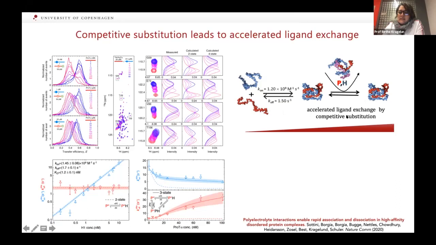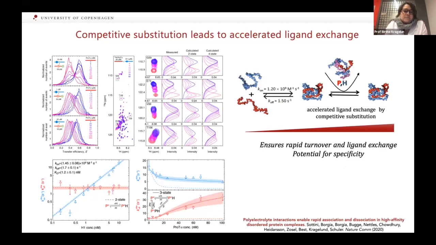And this is quite smart because this is what has been named competitive substitution, which can ensure a rapid turnover and also ligand exchange. And what it suggests is that there might be a potential, with this change in concentration and the number of charges, to have some kind of specificity in these types of complexes. And this is what we are currently looking into, trying to understand how charge distribution or charge density and number of charges can determine the specificity in these kinds of complexes.